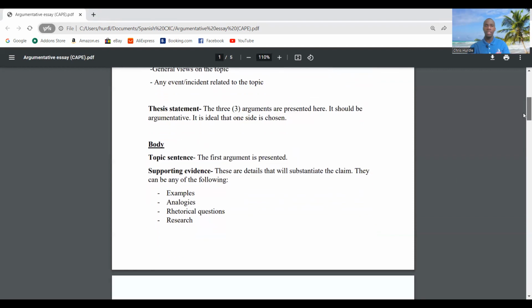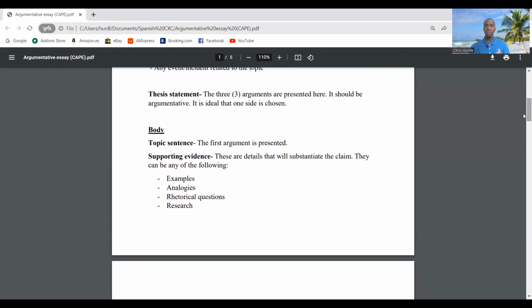And then the thesis statement is going to be your position on the particular line of argument or on the topic. And you should use 3 arguments, or you should write 3 arguments, right? And your thesis should be argumentative. So when I say argumentative, you should use modal verbs like should, but in Spanish that would be deber or tener que or necesitar. Any of those verbs you should use to indicate that this is an argumentative thesis, okay? It's ideal that you stick to one side. Yeah, I would recommend that you choose one side, right?